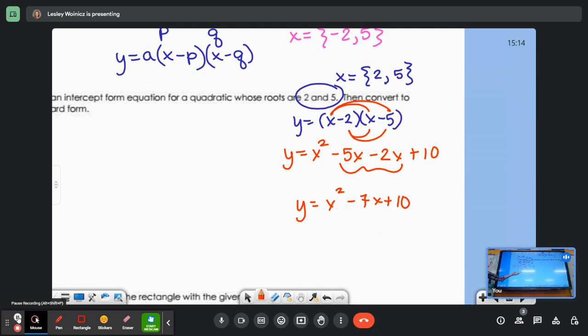So, if they give us an equation, we can solve it for our roots. If they give us roots to start with, we can build an equation using our intercept form and convert it into standard form. This equation will have those solutions because of the factors. Mission accomplished. Next problem.